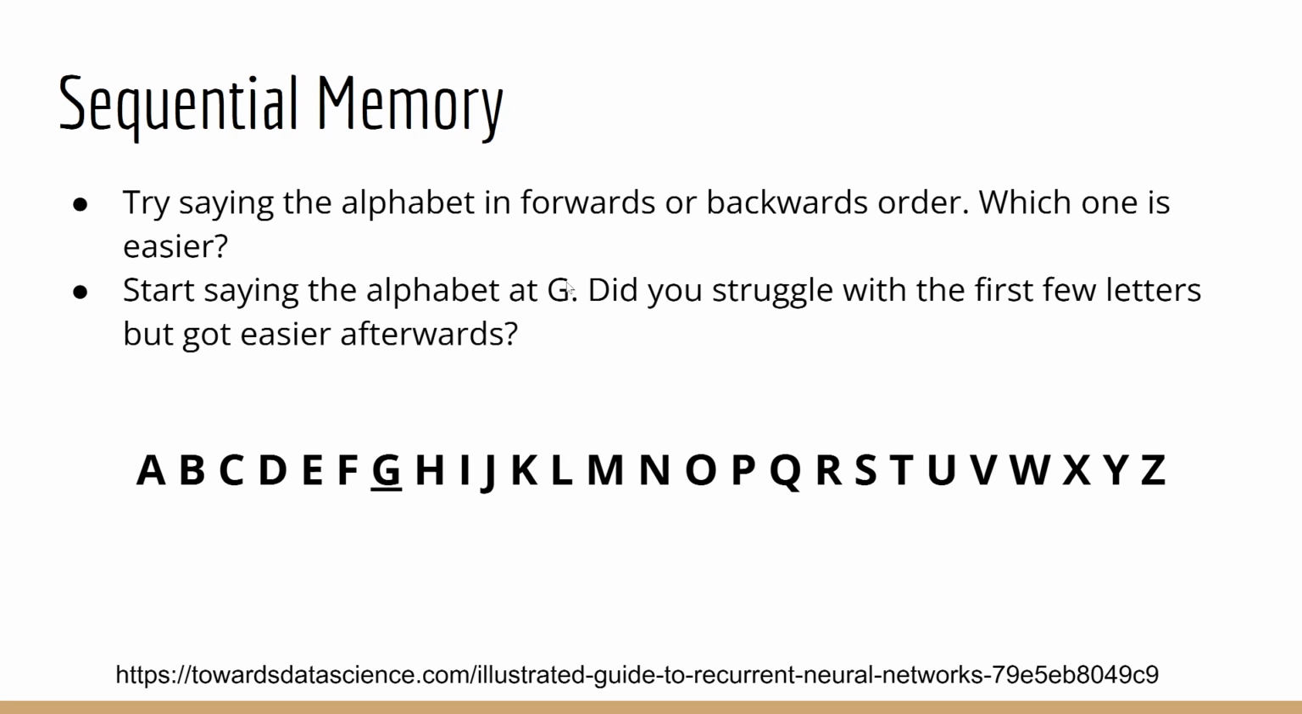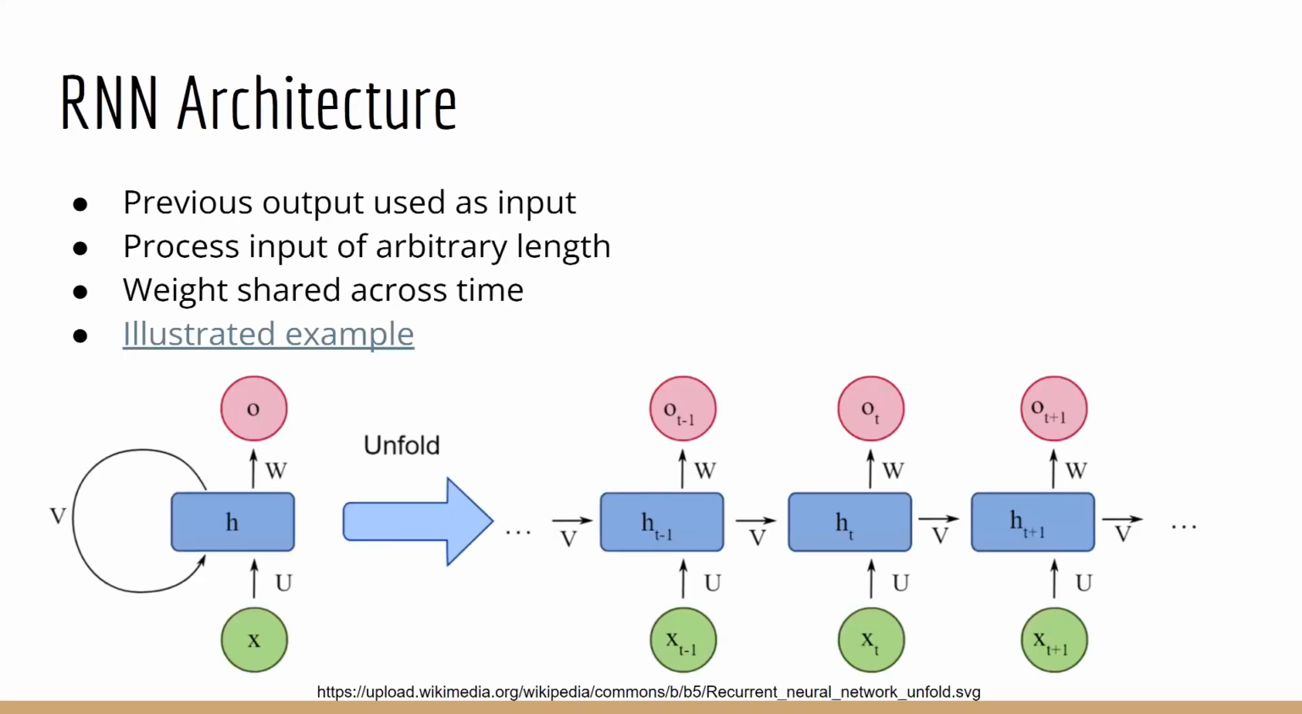I'm sure it's probably easier to say the alphabet in forwards order, and it also gets easier afterwards than when you first start at a random character. This is all because of the way your sequential memory is trained. We're so used to going from A, B, C, and then going down. So it gives you an idea of how sequential memory works. Now that we have a better intuition about sequential memory, let's take a look at the RNN architecture itself.